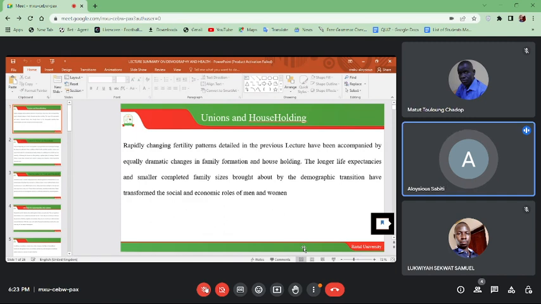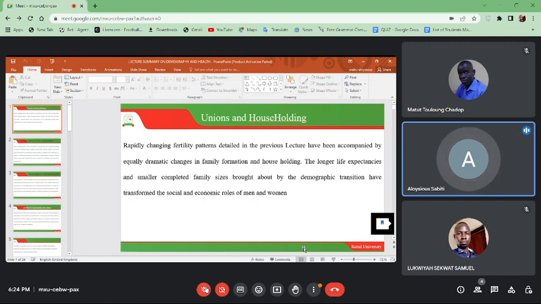So, what is the gist or what is driving our agenda to look at households and unions? Now, rapidly changing fertility patterns that we've detailed in the previous lecture have been accompanied by equally dramatic changes in family formation and households.